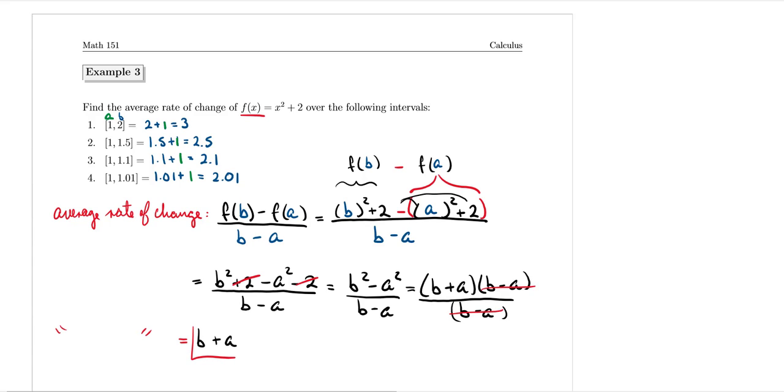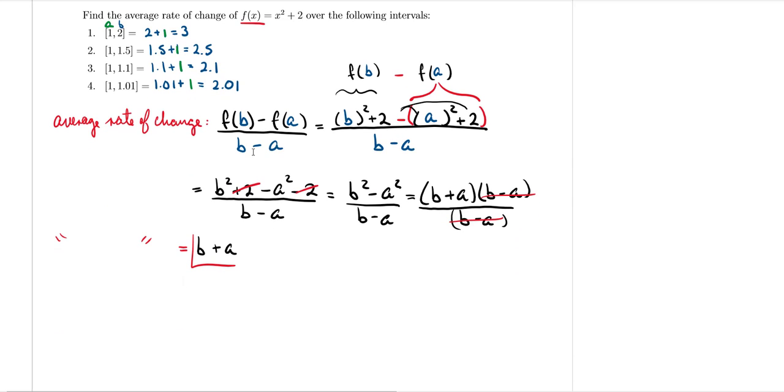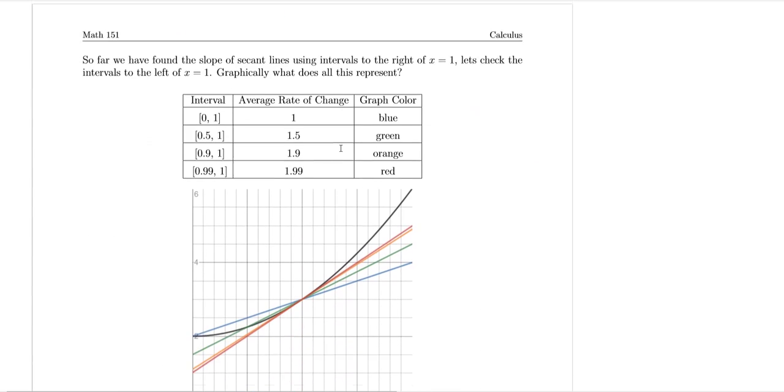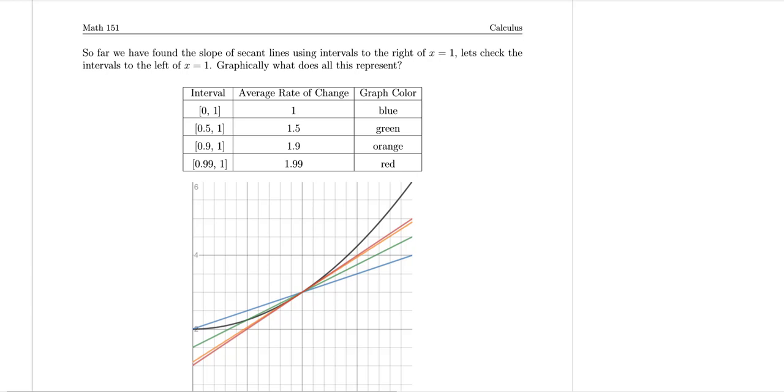Now, if I were to ask you guys, hey, what do you think the instantaneous rate of change at 1 will be? Well, you're seeing here that our time intervals are getting really small, and you're getting values that are closer and closer to 2. So I would say that a good guess of what the instantaneous rate of change at 1 is, is 2. Now, I want to illustrate what we're doing here graphically.